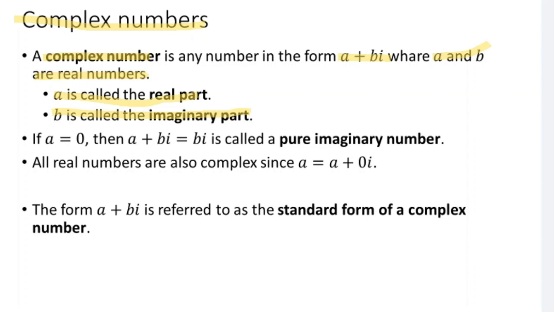Now, a couple of interesting facts about complex numbers. First, all imaginary numbers in the form of bi are going to be what we call pure imaginary. And numbers in the form of bi are complex numbers because they can be written in the form of a plus bi, where a equals 0.